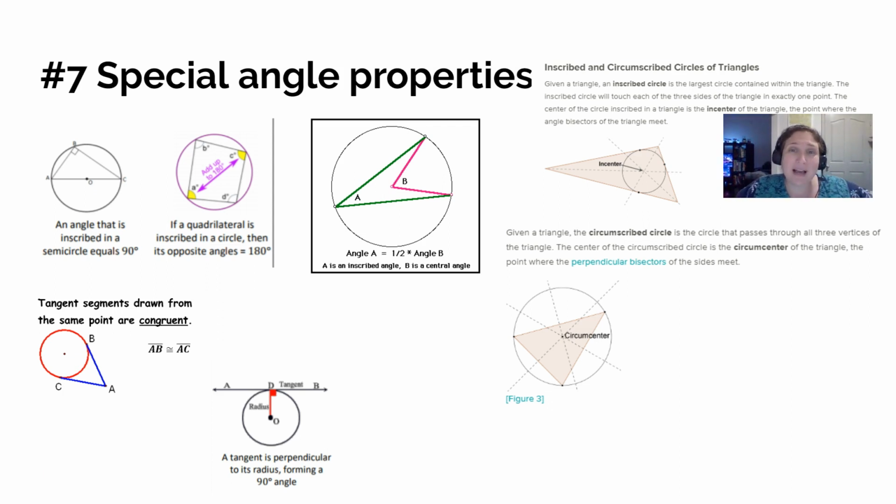Special angle properties, I could not even begin to cover all of them, but I'm going to go quick. Inscribed angles have the angle on the circle. If the endpoints are on the diameter, 180 divided by 2 is 90. Opposite angles inside of a quadrilateral equal 180. 2 tangents from the same point are the same. Picture on the bottom. A radius and a tangent form a right angle.